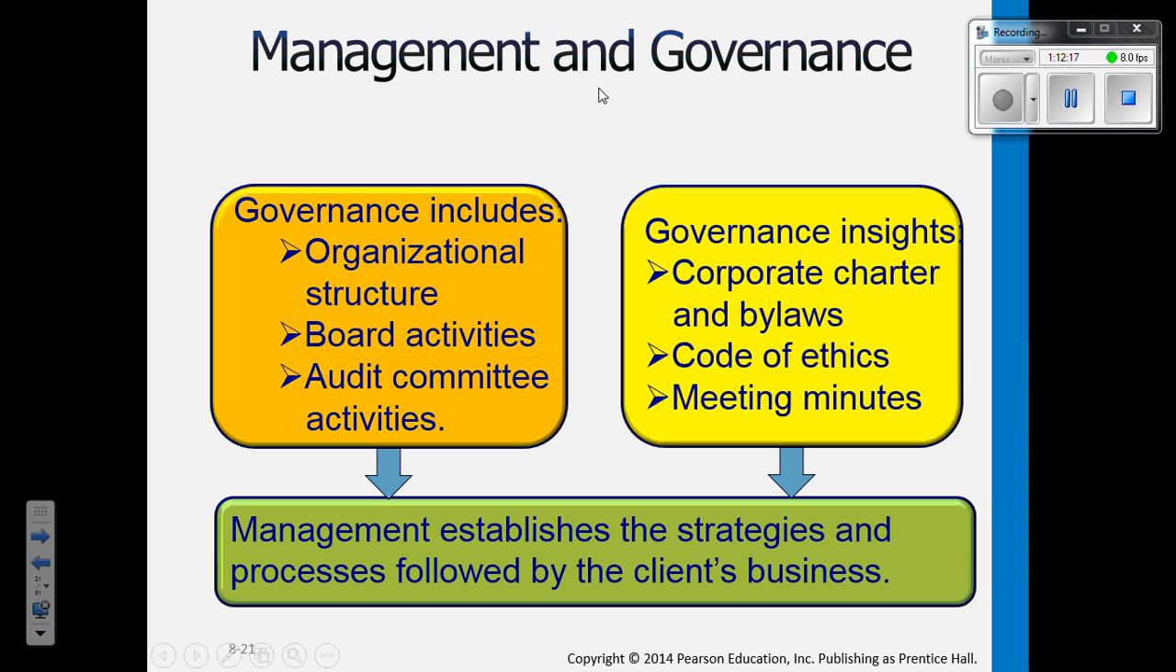Management governance: the organizational structure, board, the audit committee, we talked about that a bit. Your corporate charter and bylaws, we read these things and keep them. Which file are you supposed to keep that kind of stuff in? Permanent file, yeah. Code of ethics, if they have one. Is it a bad sign if they don't? Yes. Does it mean they're ethical if they do? No. But if they don't, it's kind of, what? You guys don't even talk about this?